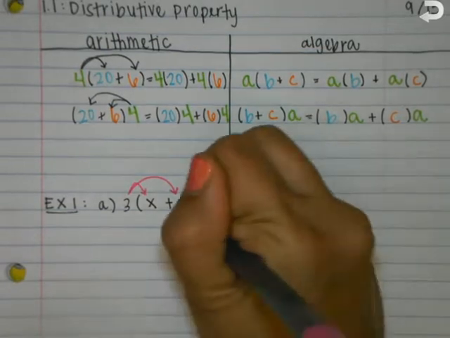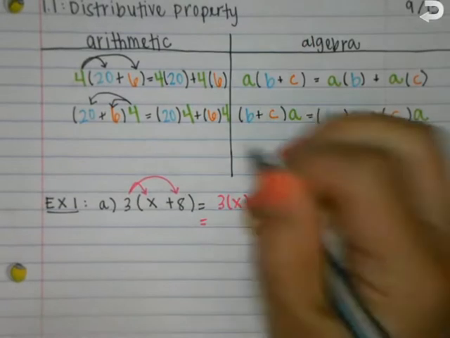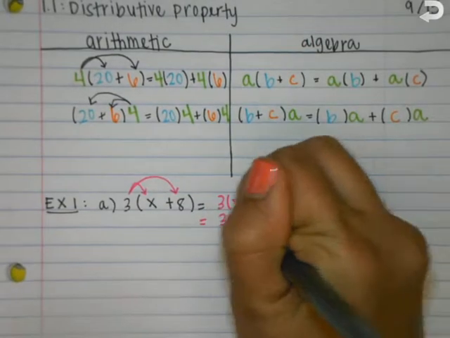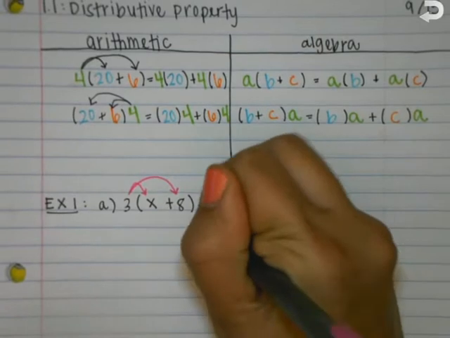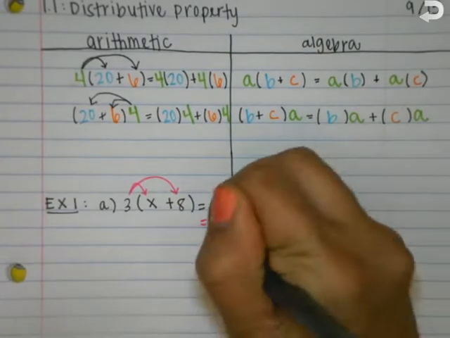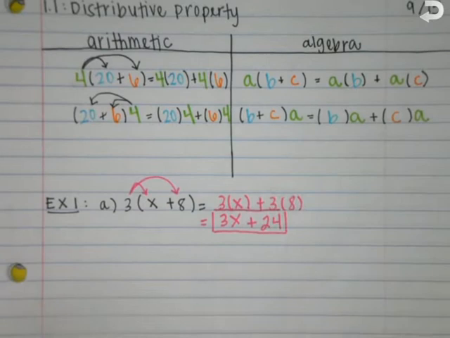And then we actually want to multiply it all out. 3 times x gives me 3x plus 3 times 8 gives me what, guys? 24. Box that as your answer. Okay. So then what happens if you have a negative?